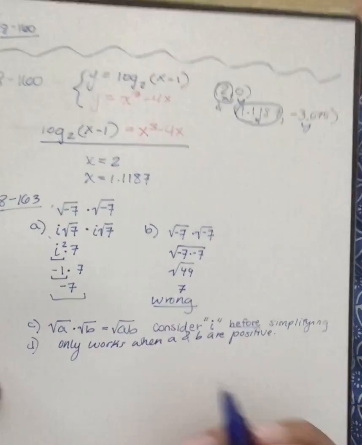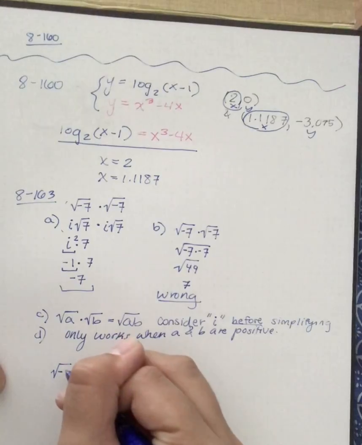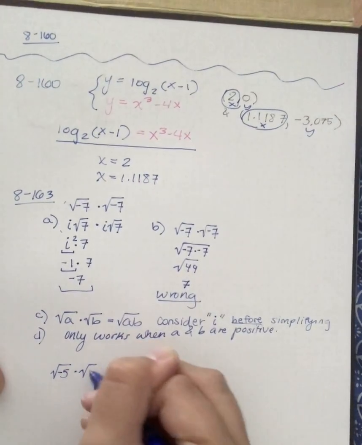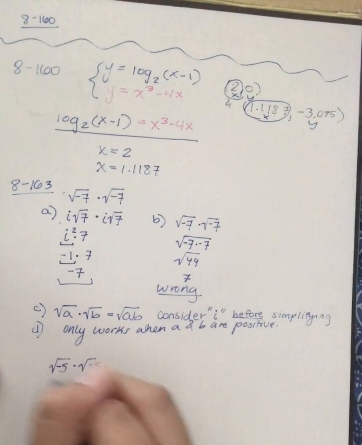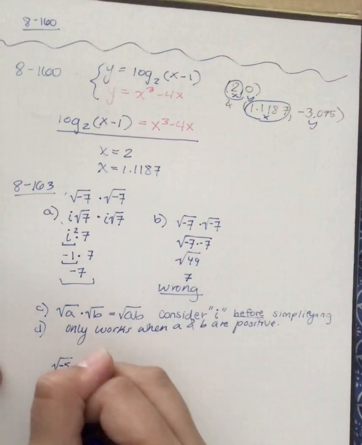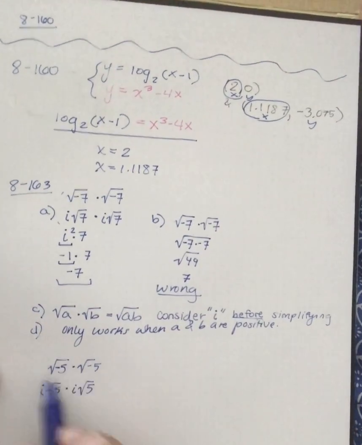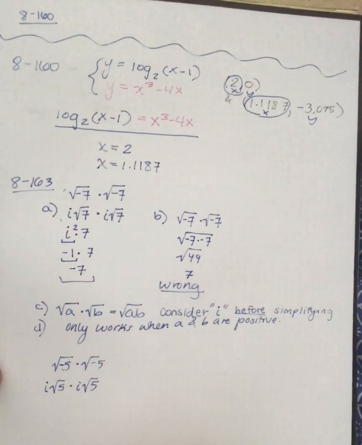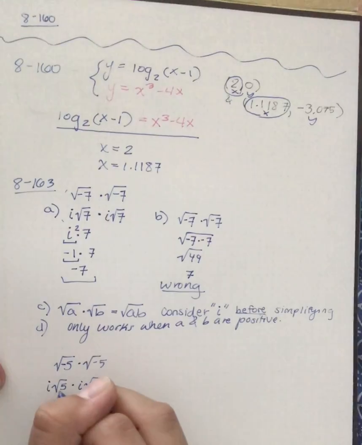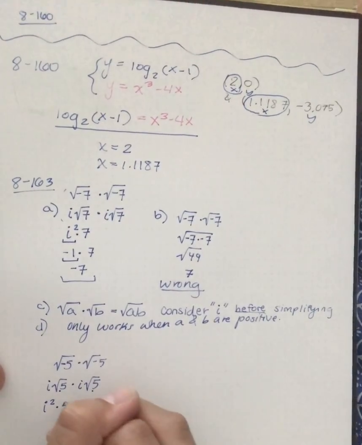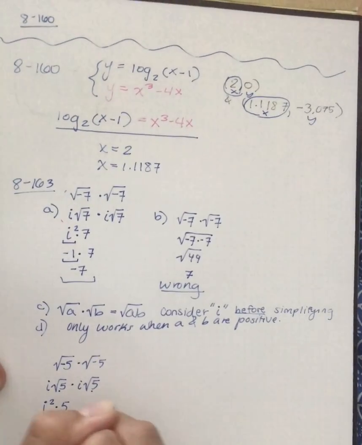So just to help it sink in a little bit more, let's look at if you have the square root of negative 5 times the square root of negative 5. Then we want to first consider the imaginary part, so i root 5 times i root 5. Remember that i is accounting for the negative part, which is i squared times root 5 times root 5, which is 5. Negative 1 times 5, that would be negative 5 as our answer.